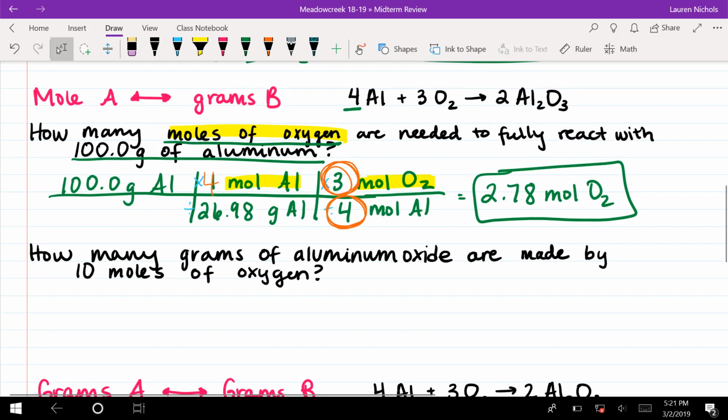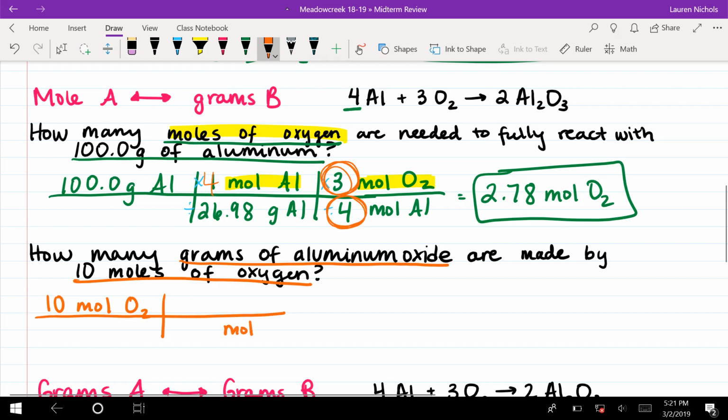Now if we look at the next question, it says how many grams of aluminum oxide are made by 10 moles of oxygen? So we have 10 moles of oxygen, and now we want grams of aluminum oxide. I start with 10 moles of O2, and I put moles of oxygen on the bottom. I know that I want to switch to aluminum oxide, so I go to my equation and say there are 3 moles of oxygen in my equation, and they make 2 moles of aluminum oxide.